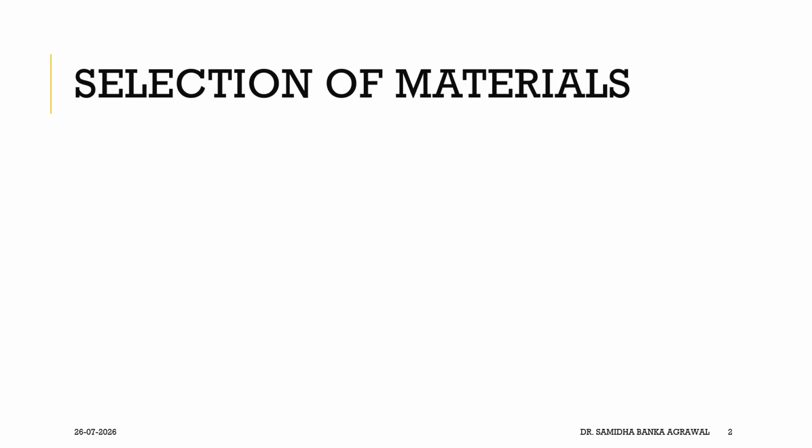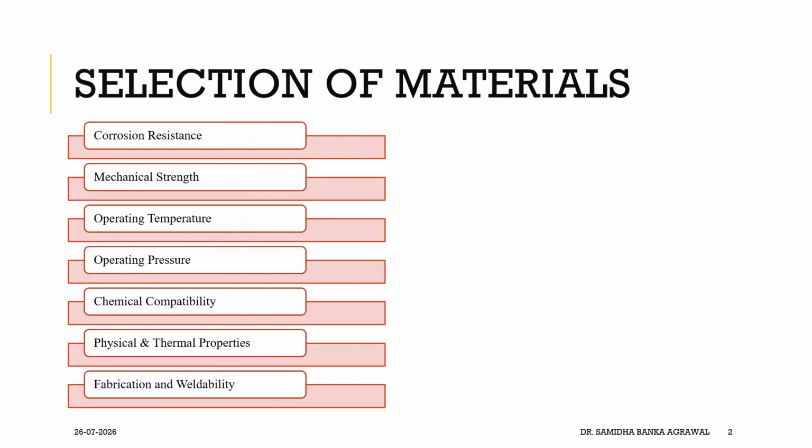The first step in designing any process equipment is selecting the correct material of construction. The material chosen determines the equipment's strength, durability, safety, and service life. Chemical process equipment operates under challenging conditions such as high temperatures, high pressures, corrosive chemicals, abrasive solids, and continuous operation. If the wrong material is selected, corrosion, leakage, contamination, or even catastrophic failure may occur.